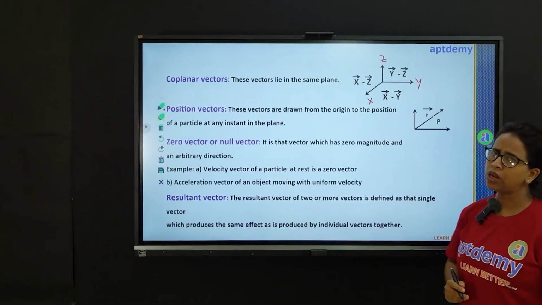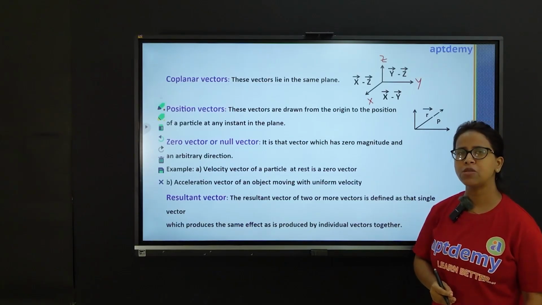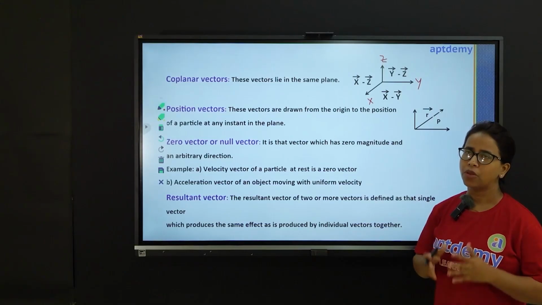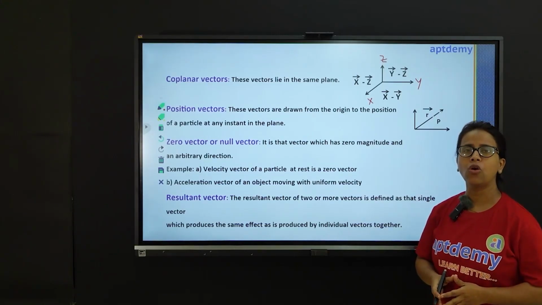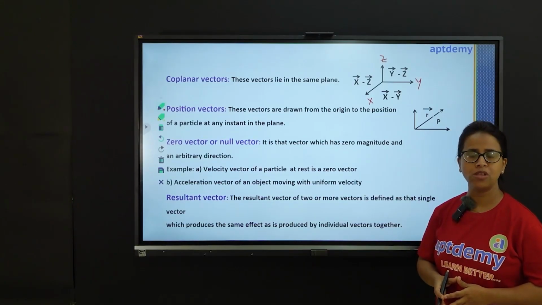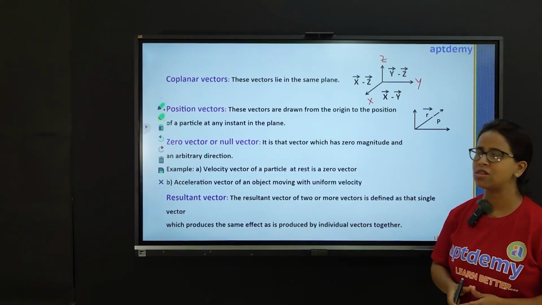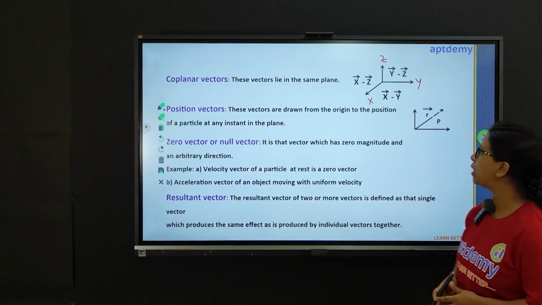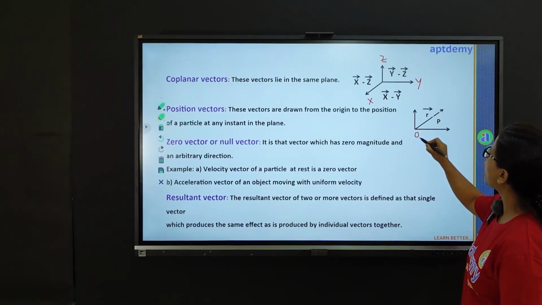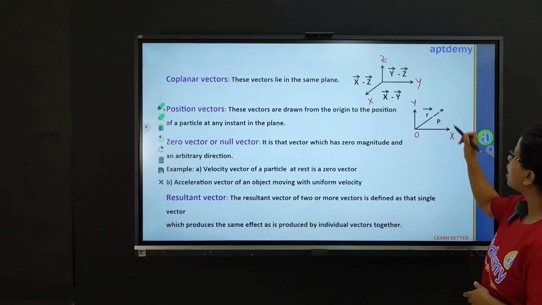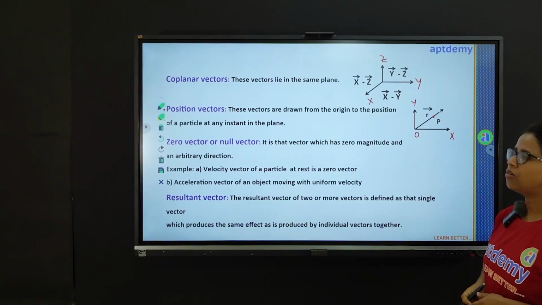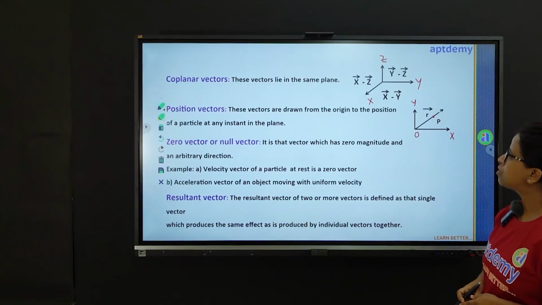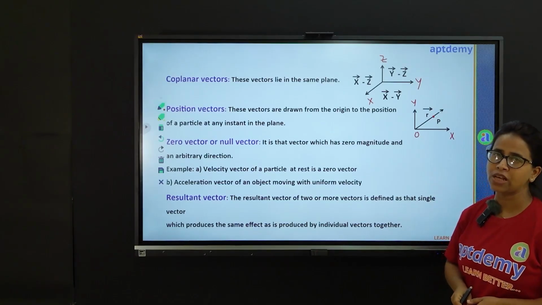Now position vectors. We know that the position of any object can be specified by specifying its coordinates. Now when we are talking of a two-dimensional object or an object moving in the two-dimensional space, then in order to specify its position, we have to use the x and y coordinates. So position vectors are those vectors which are drawn from the origin to the position of a particle at any instant in the plane. So you can see this, we have the xy plane and the position of any object at say point P is represented by vector r, where vector r is the position vector and P is the position of the object.